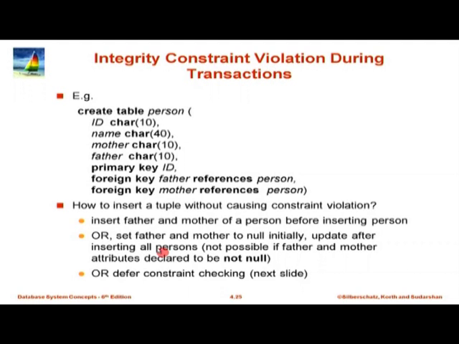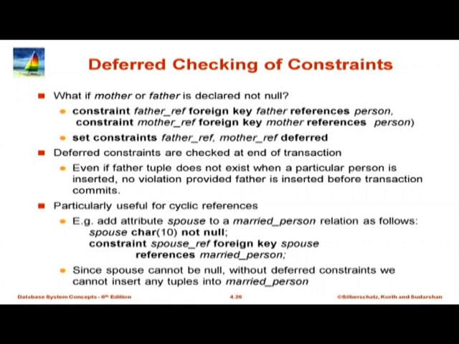So SQL actually has a third solution, which is to defer integrity constraint checking. So you can say, set constraints and give the name of the constraints and make it deferred, which means it will not be checked at this point. But they are supposed to be checked at the end of a transaction. So the idea is, we start a transaction, we insert multiple tuples with the father, mother or spouse attribute set as we want, but the foreign key constraint is not checked immediately. It's checked at the time you commit the transaction.